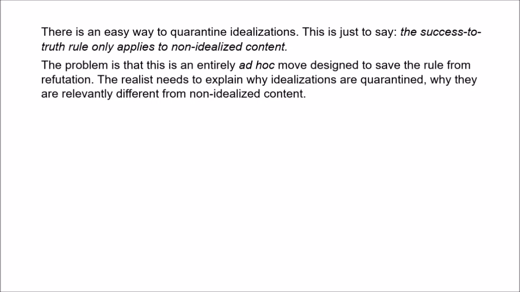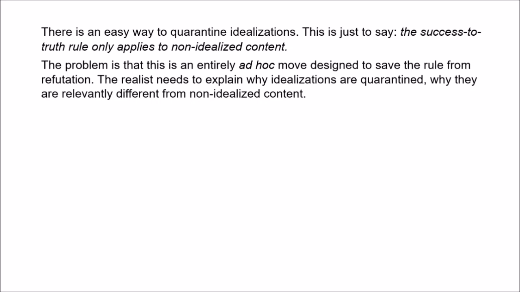The question is, if idealizations are falsehoods, and if idealizations play a central role in the success of our theories and models, why should we treat success as a guide to truth? Obviously, we would be mistaken to apply the success to truth rule and then come to believe an idealization. So the question then is, why should we trust it elsewhere? Like, what's the relevant difference between idealized and non-idealized claims? The realist needs to explain why exactly idealizations are quarantined.